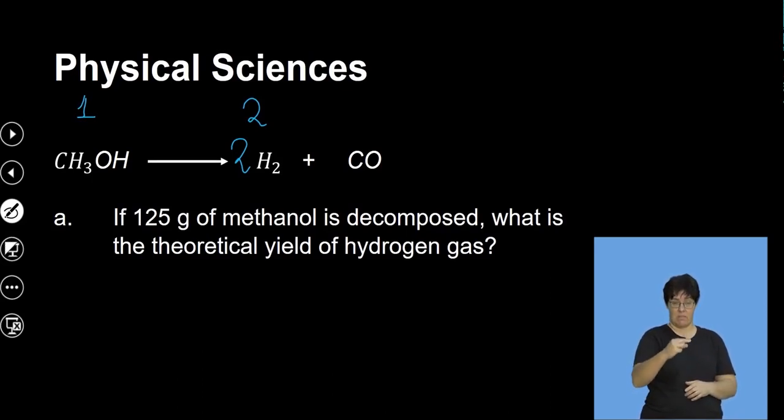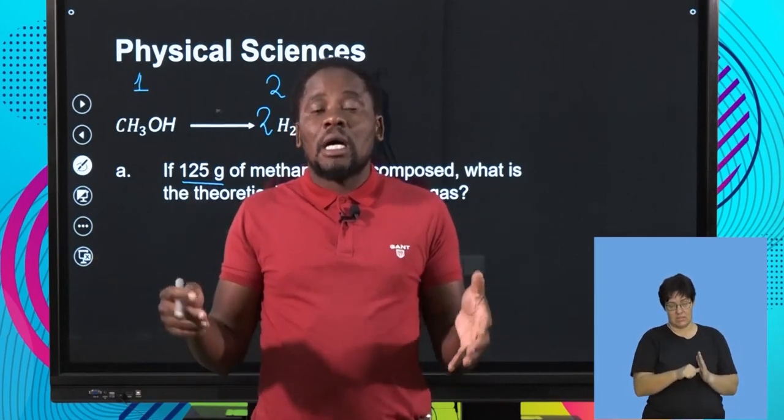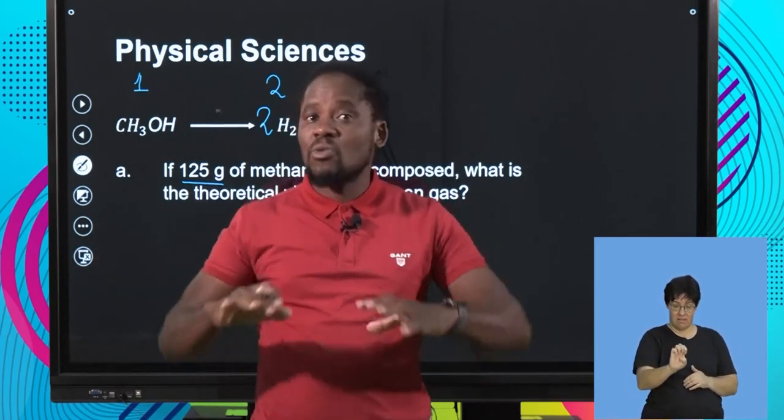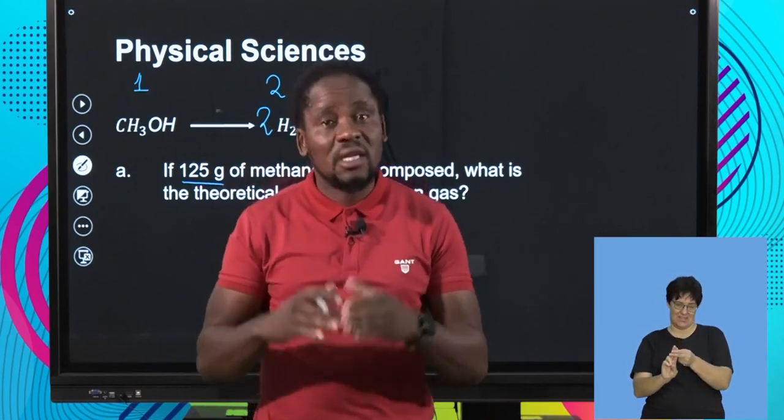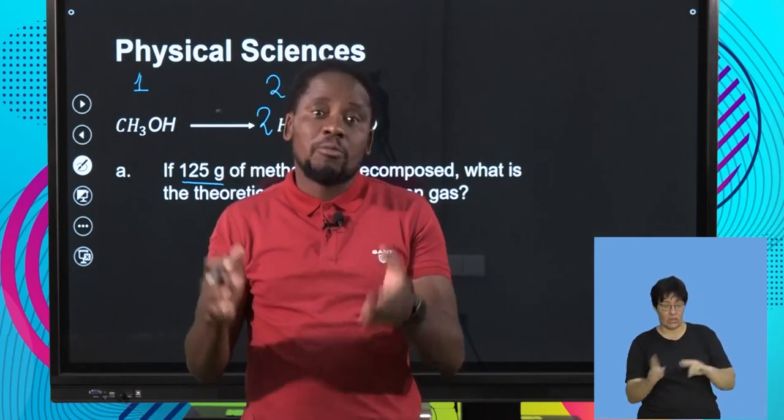Now, what is the theoretical yield of hydrogen? The theoretical yield is what we expect in terms of the stoichiometric ratio in which these substances react to form the other. As a result, let's change this mass of 125 grams into moles. Why the moles? Remember, the mole is the SI unit of quantity of matter. So when we talk about amount of substance in a chemical change, in a chemical reaction or in stoichiometry, the mole is our point of reference.